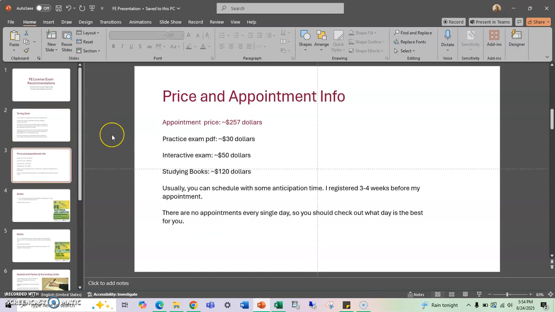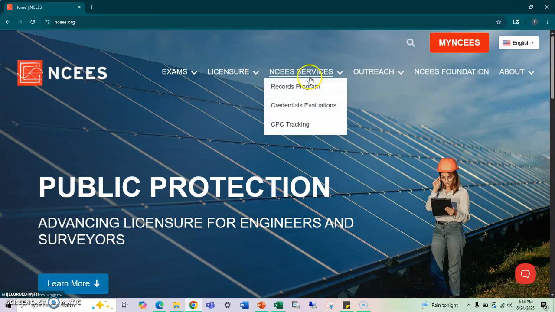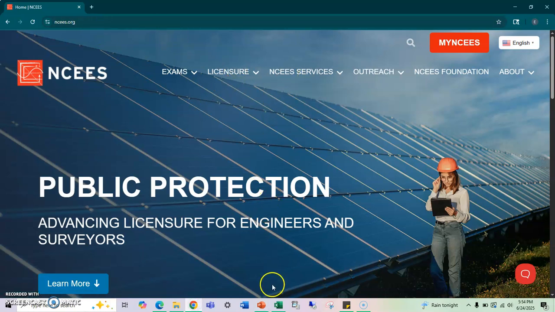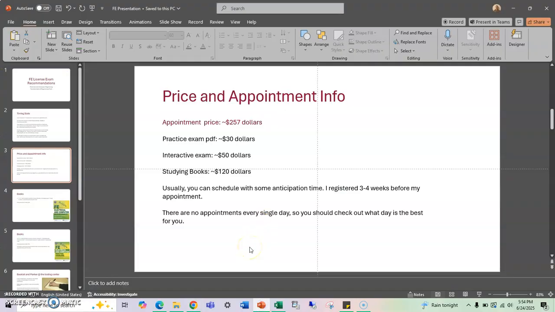In terms of price and appointment info, the appointment price is approximately $257. I did my appointment over the Pearson VUE website. It's for my NCEES. Once you create an account, you can select the state that you want to take your exam in, and then once you create an appointment, you will be charged approximately that amount.